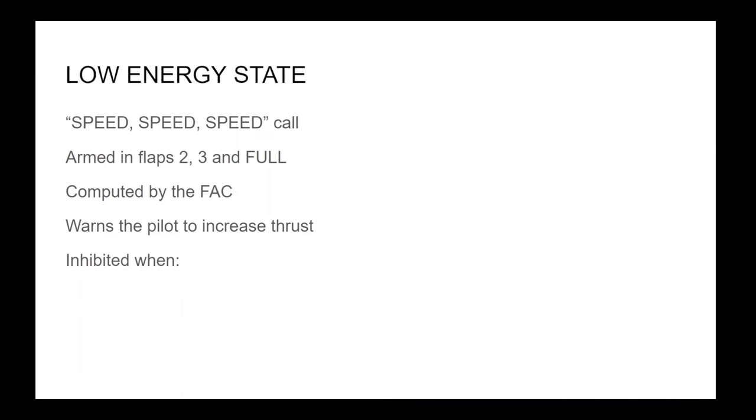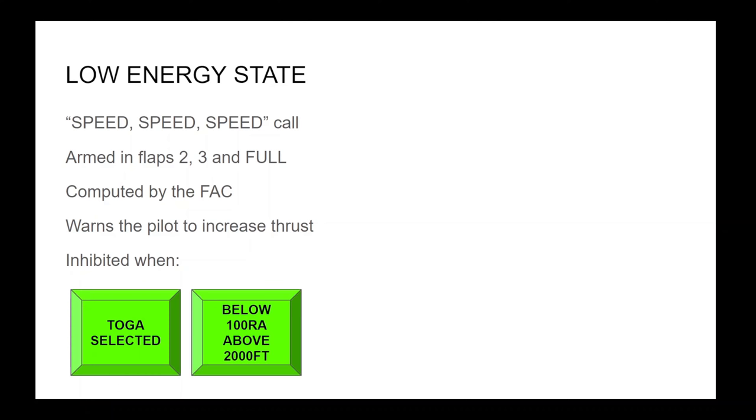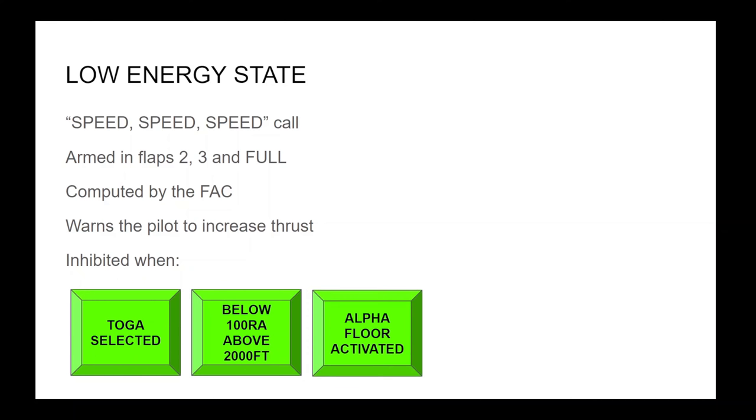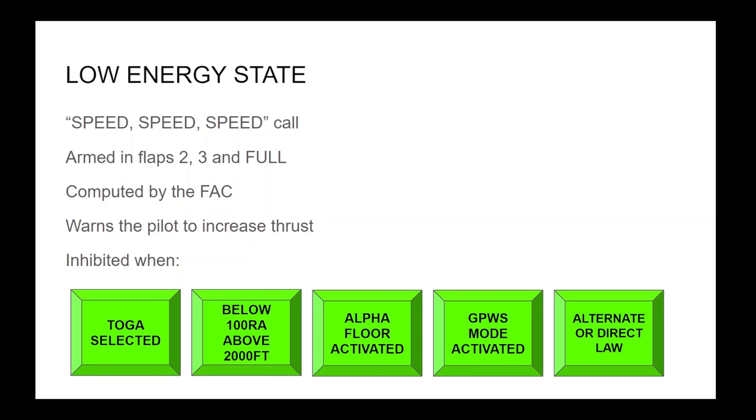The low energy state warning is the speed call. It is armed in flaps 2, 3 and full and computed by the FAC, the flight augmentation computer. Its purpose is to warn the pilot to increase thrust. It is inhibited when TOGA is selected, below 100 feet RA and above 2000 feet, alpha floor activated, GPWS mode activated, or if the aircraft is in alternate or direct law.